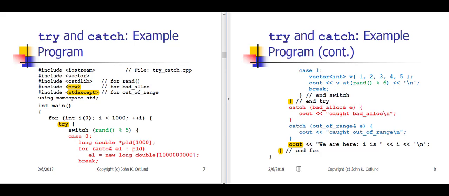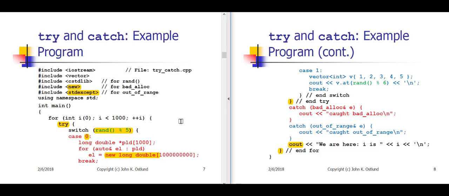So for the first time through the loop, we're going to try this switch statement. Switch is going to invoke the rand function. We're going to get the remainder after division by 5. So that means we're going to have some value, 0, 1, 2, 3, or 4, within the switch. If the value happens to be 0, which ought to occur approximately 1 time out of 5, then we're going to attempt to allocate 1,000 arrays of 1 billion long doubles. And that is simply not going to work. That's going to throw a bad_alloc exception.